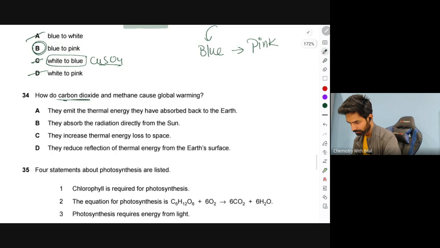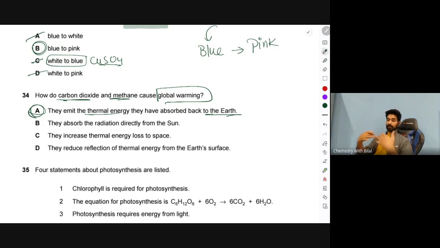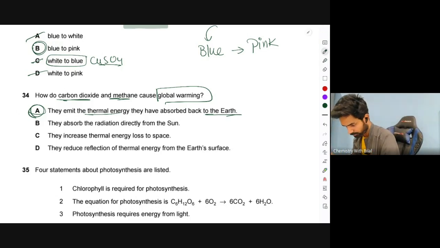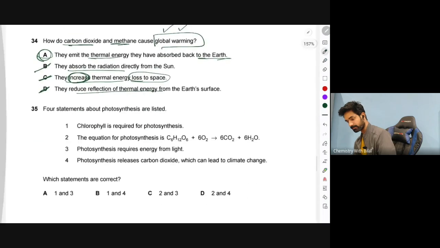How do carbon dioxide and methane cause global warming? They emit thermal energy they've absorbed back to earth. Absolutely right. They are greenhouse gases. They absorb energy and then they emit energy to the earth. They absorb radiation. If they cause global warming they should release rather than absorb. They increase thermal energy loss to the space? No, they decrease the thermal energy loss to the space because they absorb the radiations. They reduce reflection of thermal energy from the sun? They increase, that makes no sense.